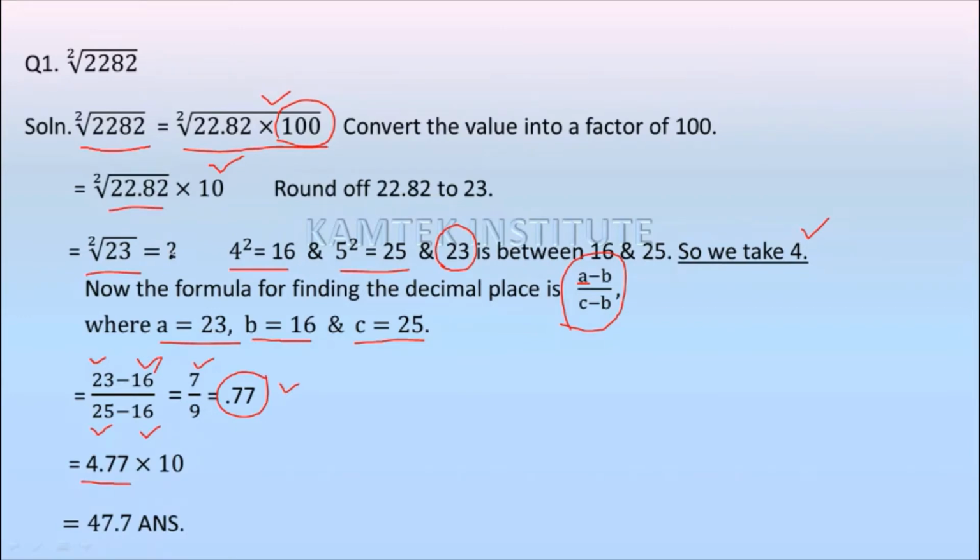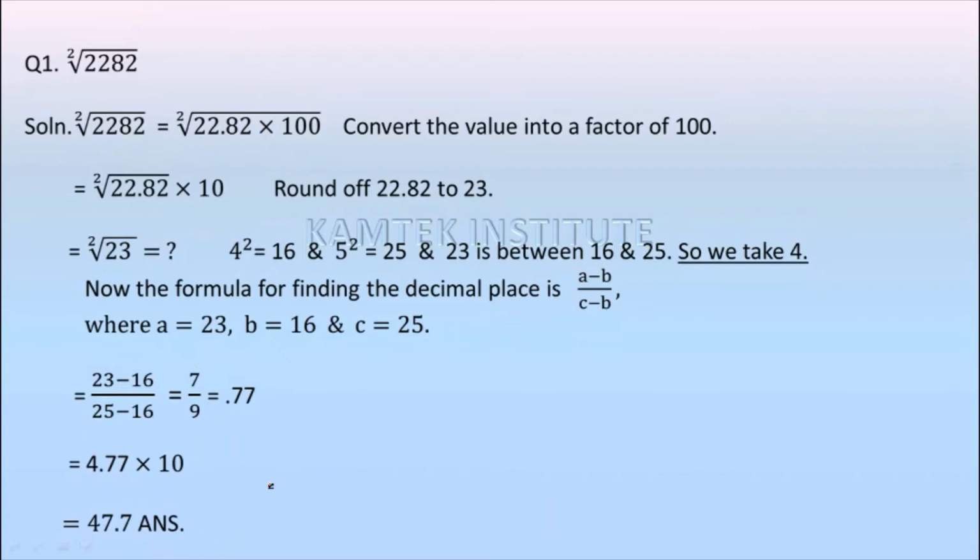Also, if you remember, we had 10 which we had taken out, and it is to be multiplied again to the square root of 23. So we get 4.77 multiplied by 10, which is 47.7. That is the answer to this question. Hope you all have understood, and I request you to practice this sum with your own hands. You'll find it very, very simple. It won't take much time.